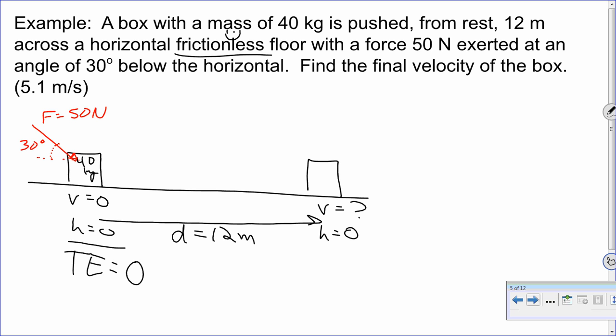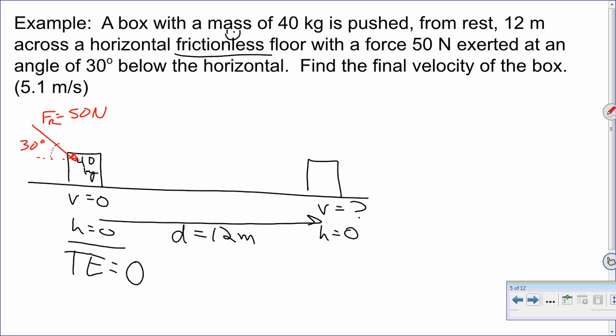Right? Because we've got no velocity, so there's no kinetic energy. We've got no height, so there's no GPE. So the total energy at the beginning is 0. Now, is the total energy going to be constant? No, because we've got a non-conservative force, specifically the force of Roy.